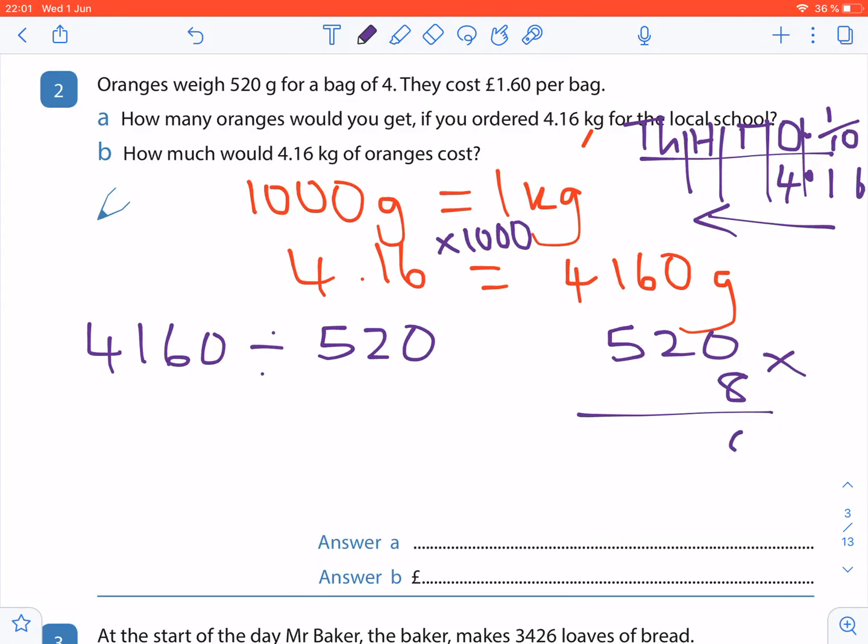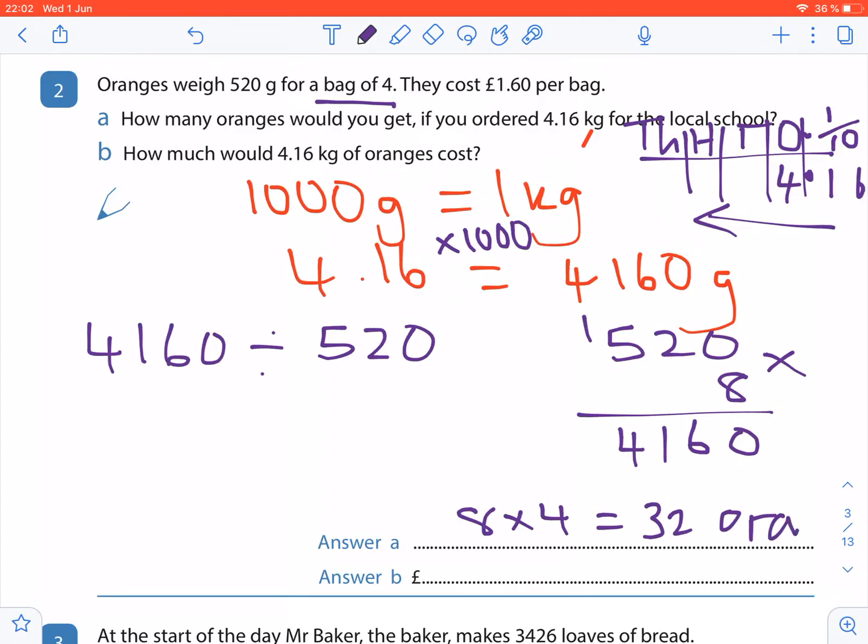0 times 8 is 0. 2 times 8 is 16. So put the 6 down, carry the 1. 5 times 8 is 40. Add 1 is 41. So yeah, it does give us 4,160. So we know that it's 8 bags, but we know that each bag holds 4 oranges, so 8 times 4, which is 32 oranges in total.